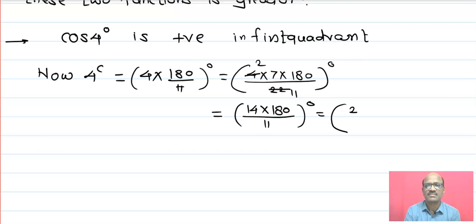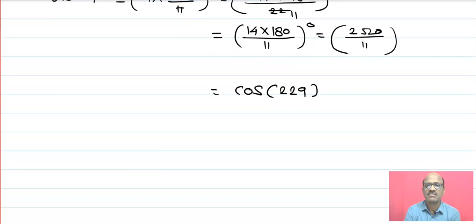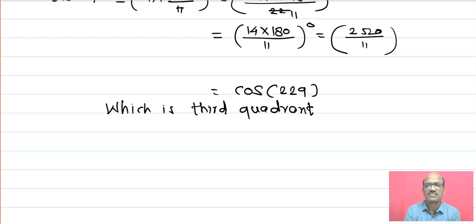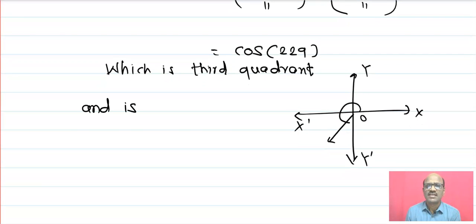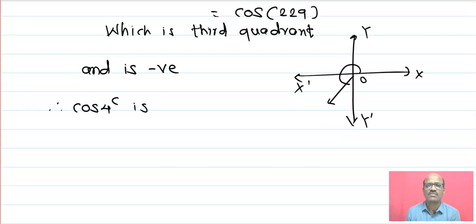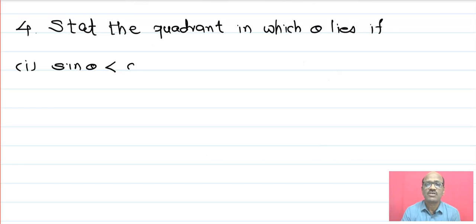Now again the simplification, that is 2520 upon 11. Now again we can write the division, that is 229. Now it comes in the third quadrant, and in the third quadrant cos is negative. Now see this, the geometry: in the third quadrant cos is negative, therefore it is negative. Therefore cos of 4 radian is negative. But what about cos of 4 degree? It was positive. Therefore cos of 4 degree is greater than cos of 4 radian, as cos of 4 degree is positive and cos of 4 radian is negative.